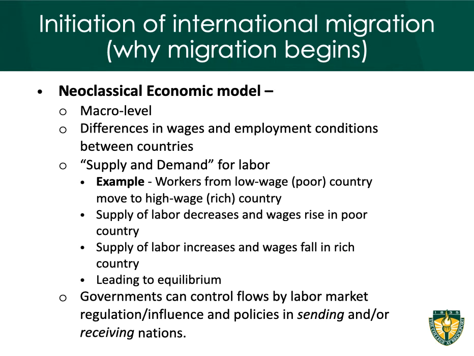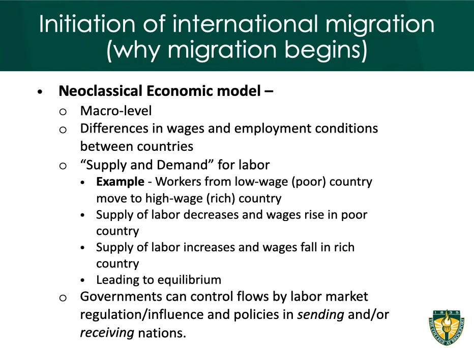In this model, people migrate across borders due to differences in wages and employment conditions between countries. You can think of it as the supply and demand for labor. For example, consider two different countries. Country A is a poor country with low wages and poor working conditions, while country B is a much more wealthy country with high wages and better working conditions. Workers from country A move to country B because of the better wages and working conditions.